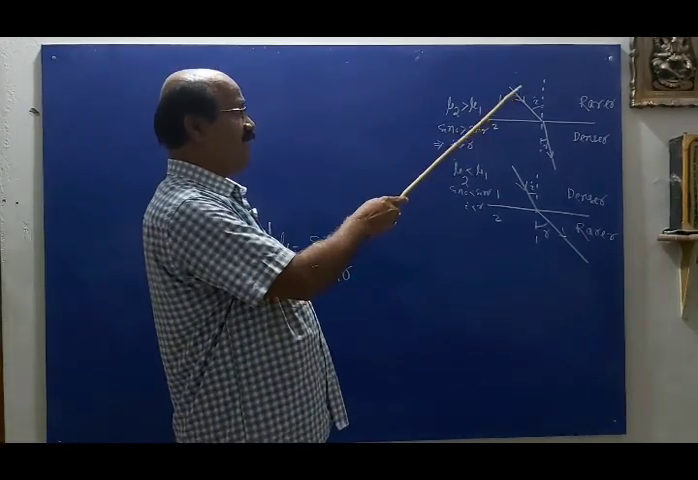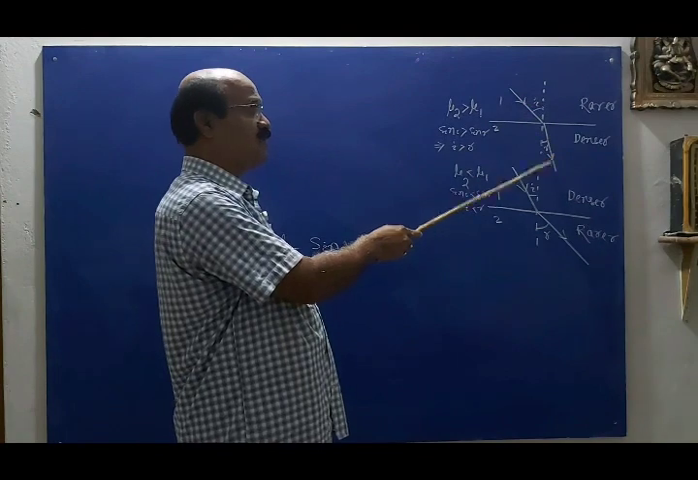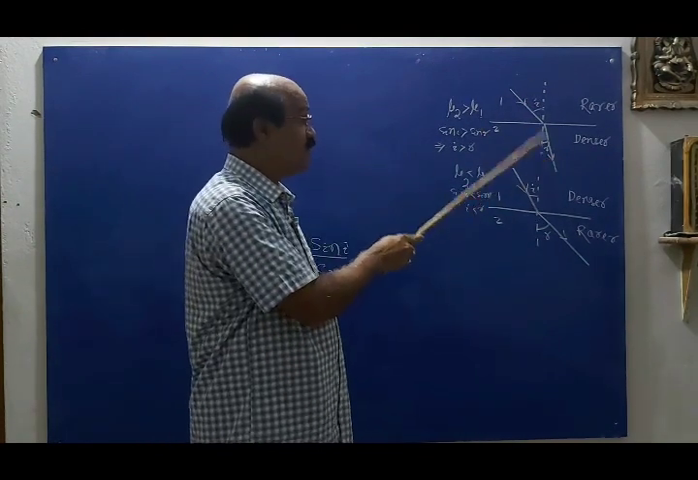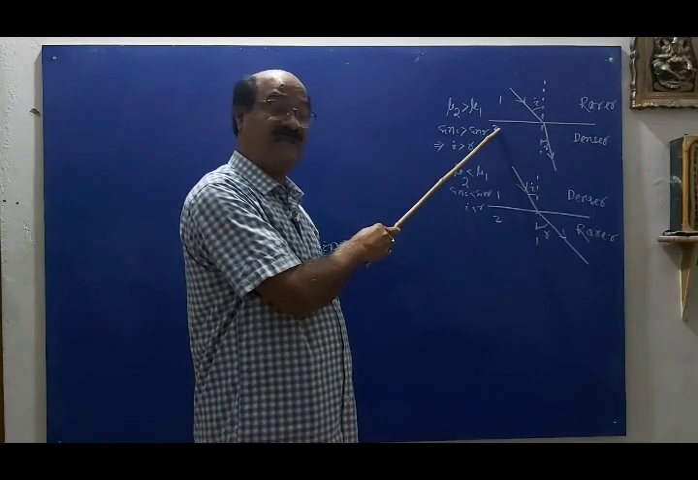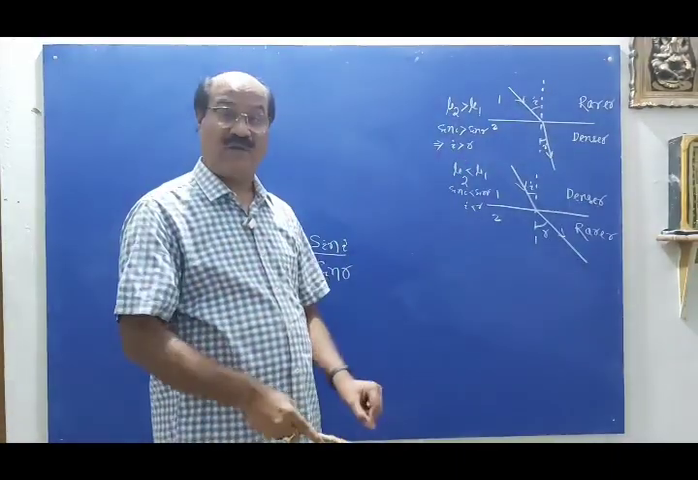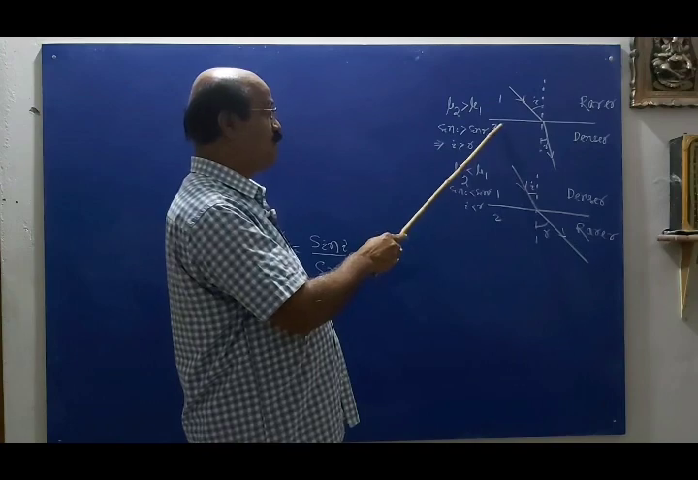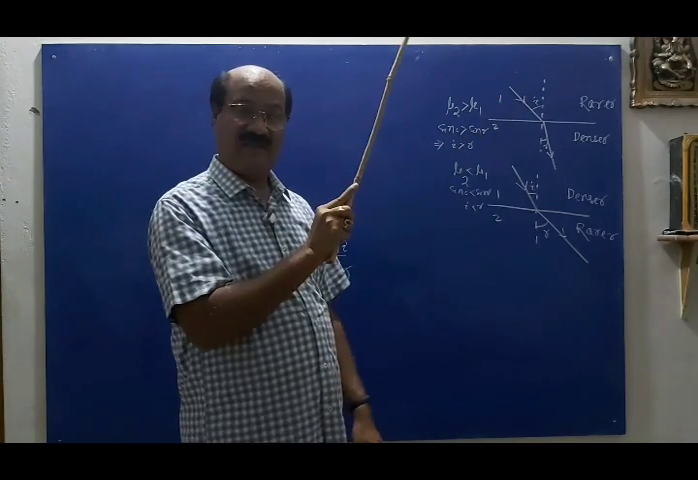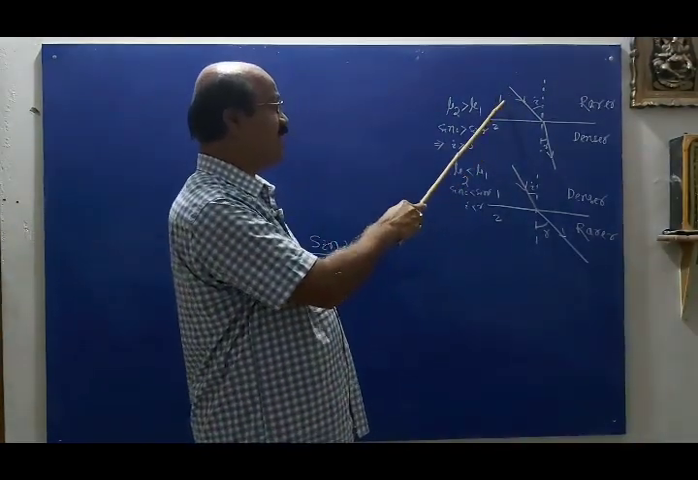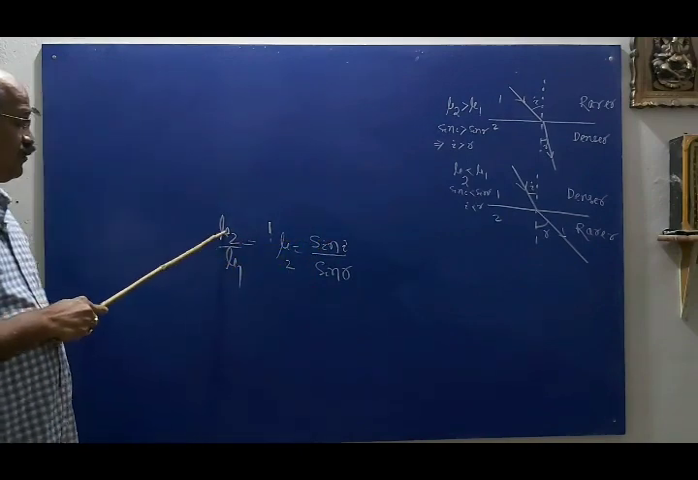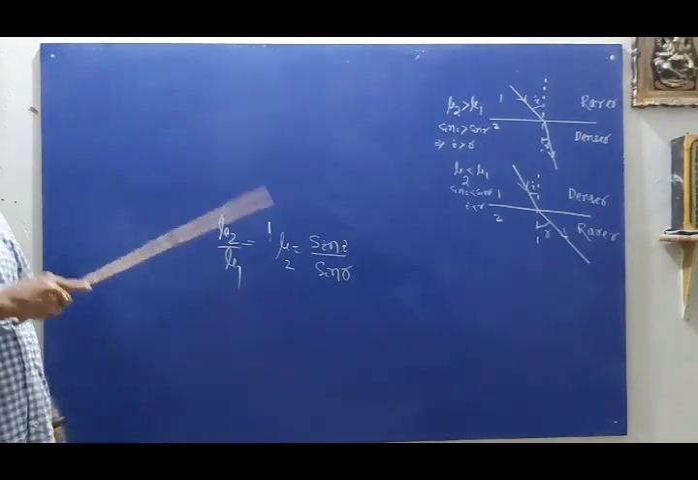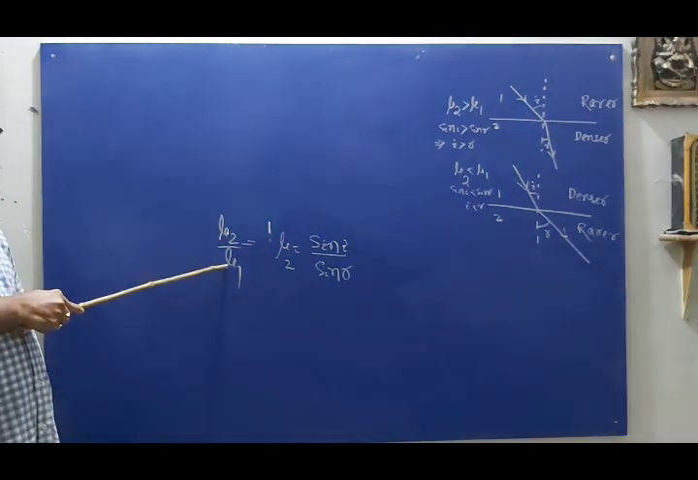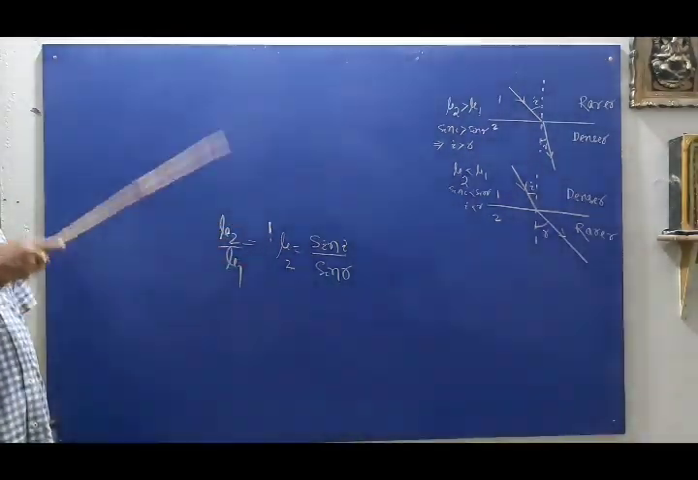Here light is traveling from rarer to denser medium. First medium is rare, second medium is denser. So whose refractive index is more? The denser medium has the greater refractive index. So mu2 is greater than mu1, which means mu2 by mu1 will be greater than 1.